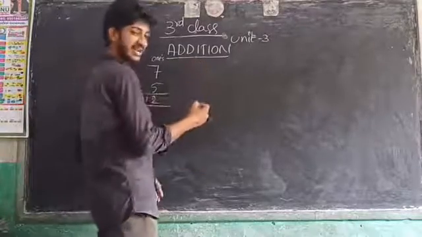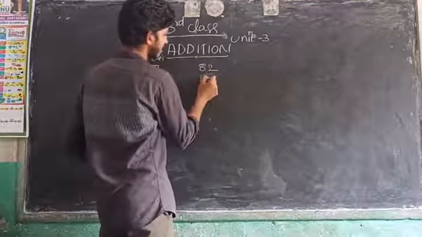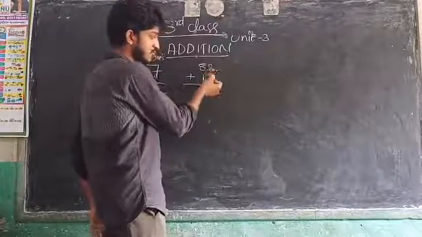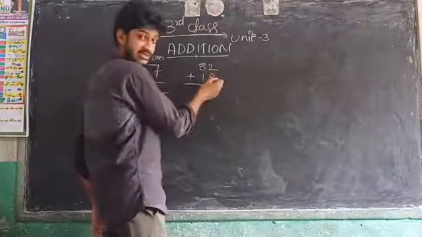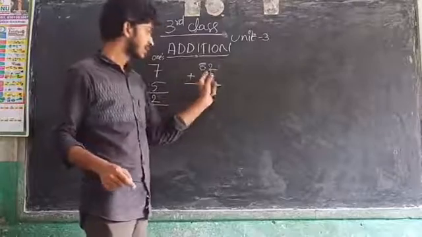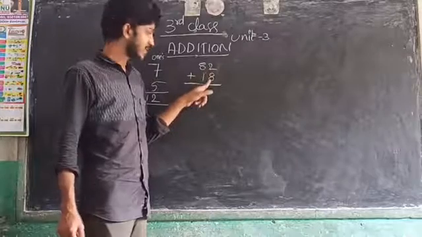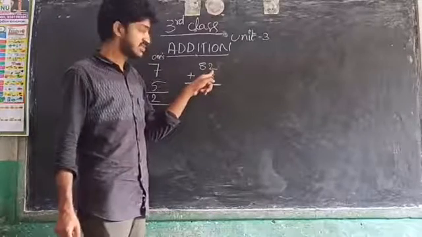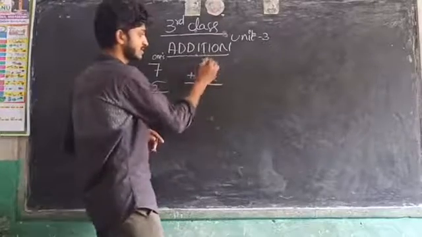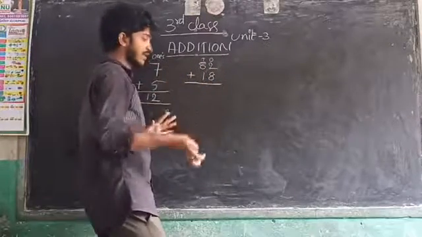Now two digit numbers. 82 plus 18. These two are ones digits. So we have to place same place numbers under the given number. I am placing the ones digit of 18 under the ones digit. It is ones digit and it is tens digit. So 2 plus 8 becomes 10.